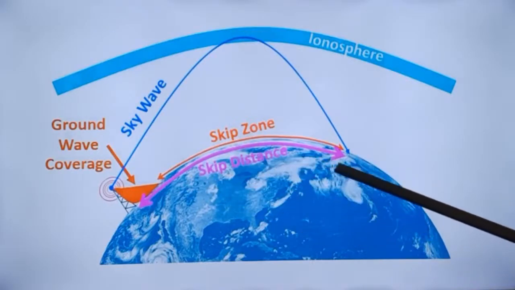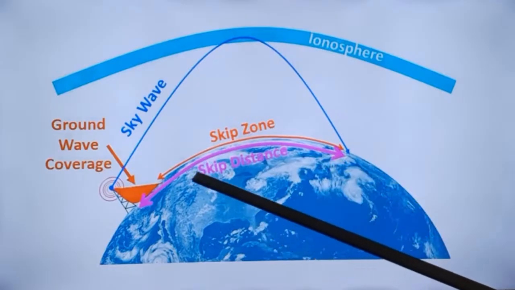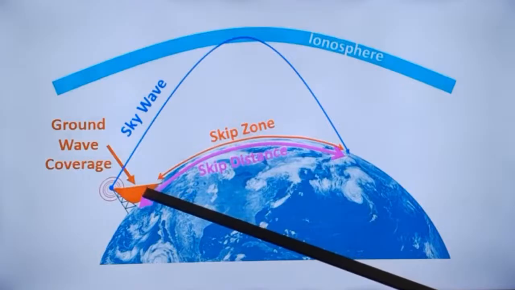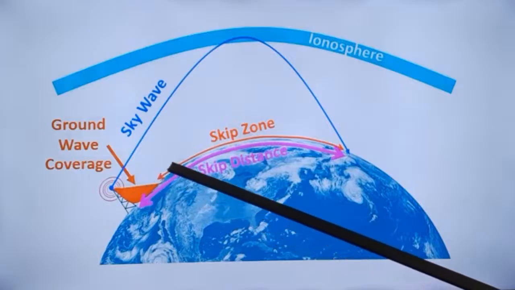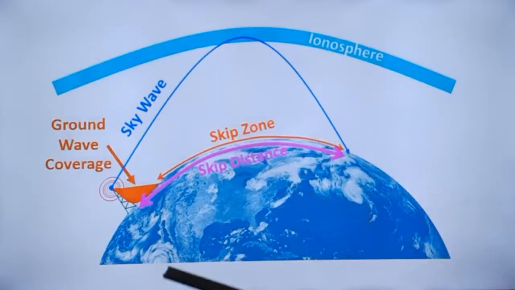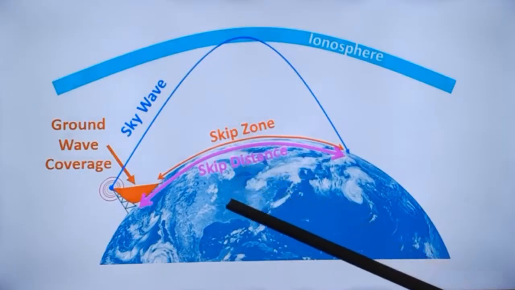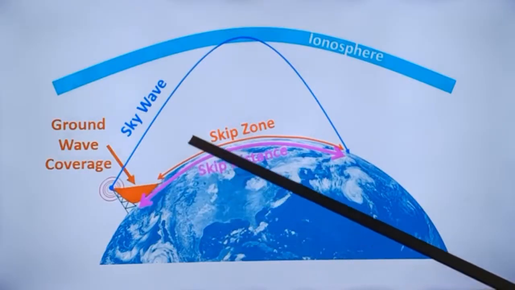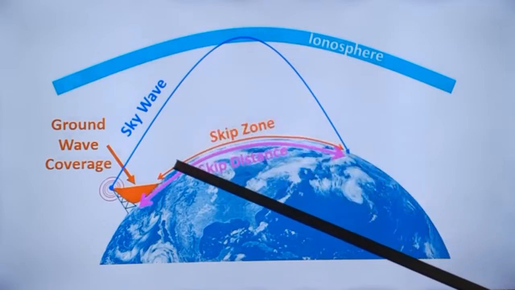This distance is known as skip distance. And the distance between the end of the ground wave propagation, that is here, and the place where the nearest skip of the skywave occurs is known as skip zone. The importance of skip zone is that if you have a radio here, nothing will be heard in this region.